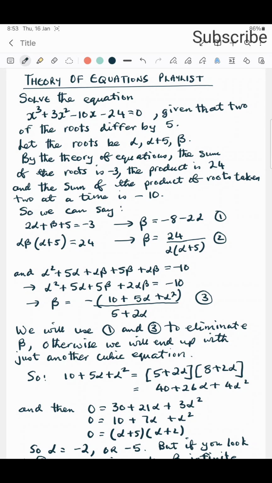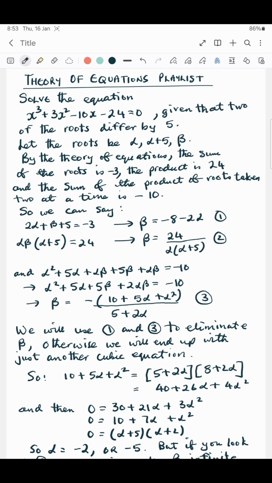Come now to another of our little results in the theory of equations playlist, and this time I want to solve the equation x cubed plus 3x squared minus 10x minus 24 equal to 0, given that two of the roots differ by 5. That is given there to assist you.